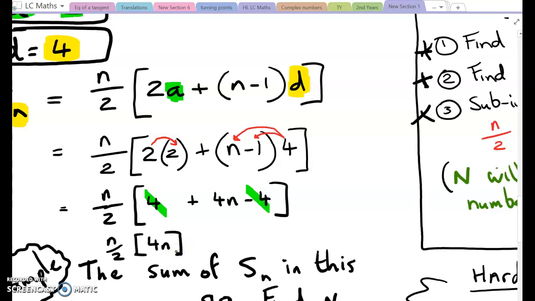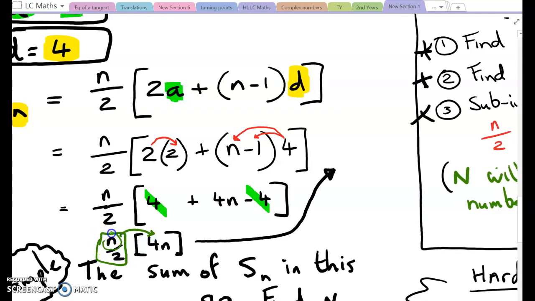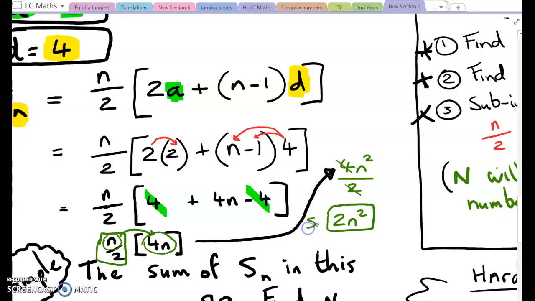Okay. Now, you still have a little bit of work to do. I'm just going to do it over here where there's a bit more space. I'll do it in a different color pen. I'll do it in green. You have to multiply this into the brackets. And basically you're multiplying whatever's on top by that. So you'll get 4n squared over 2. And of course 2 goes into 4 twice. So you'll end up with 2n squared. That is the SN formula, 2n squared.